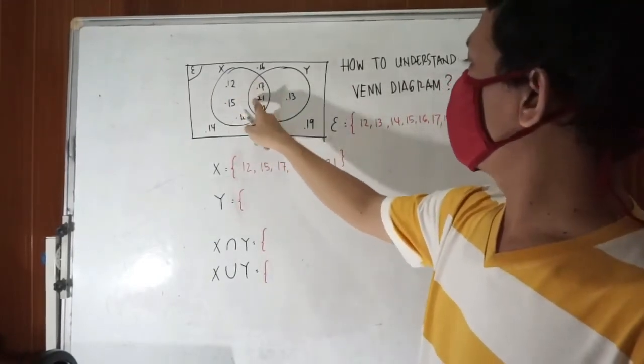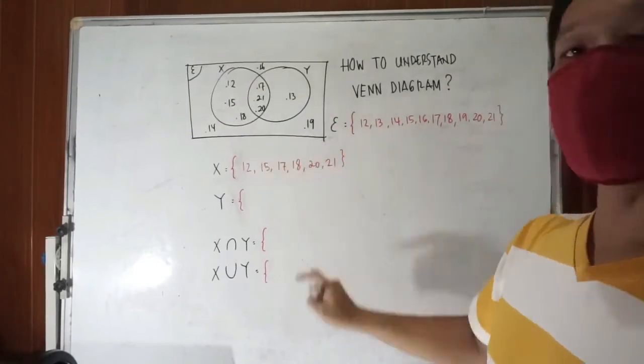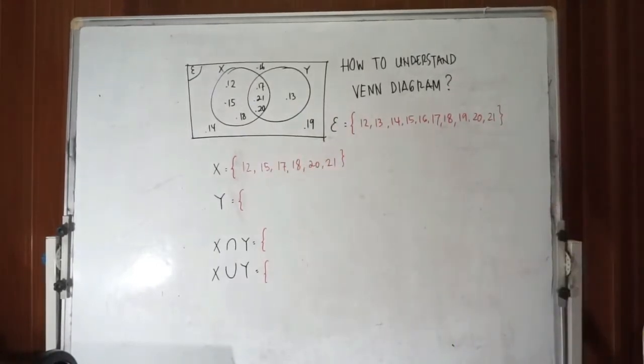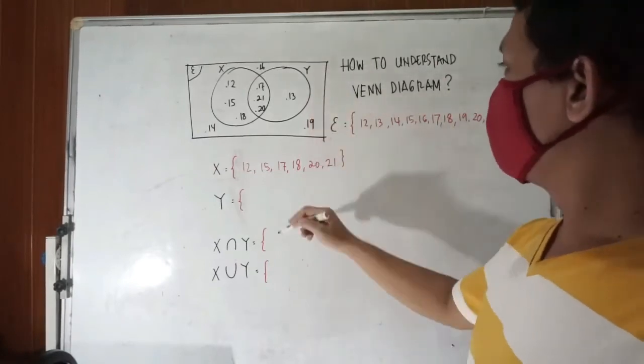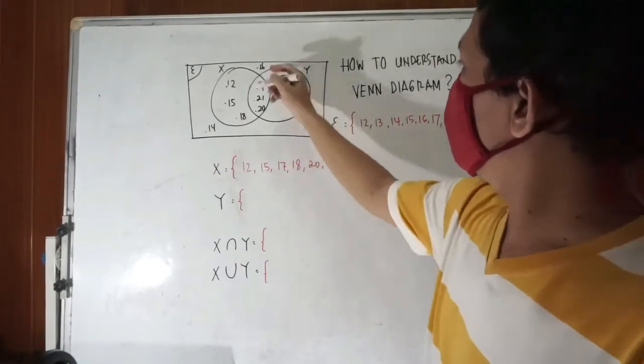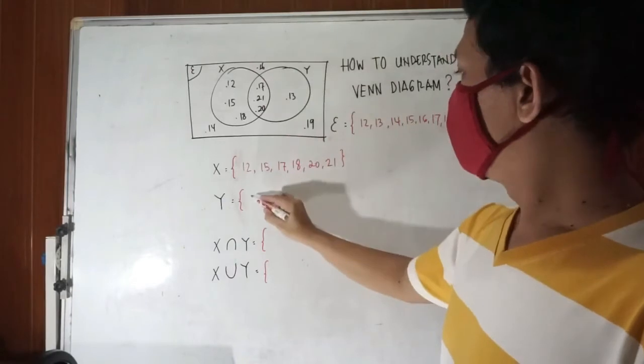1, 2, 3, 4, 5, 6. Complete. Now we go to set Y. Set Y. Okay, set Y, here. Set Y: 13.